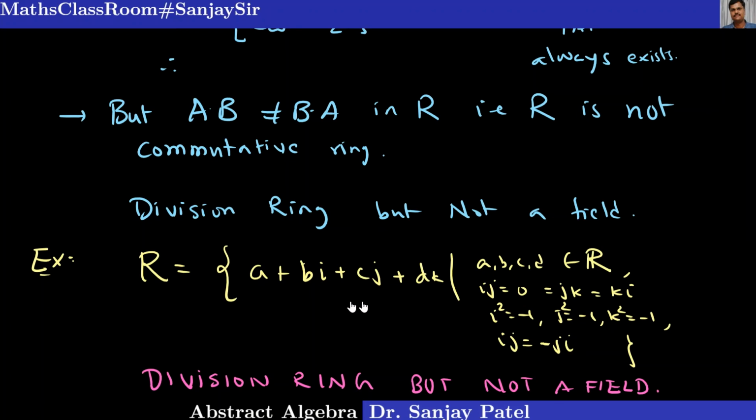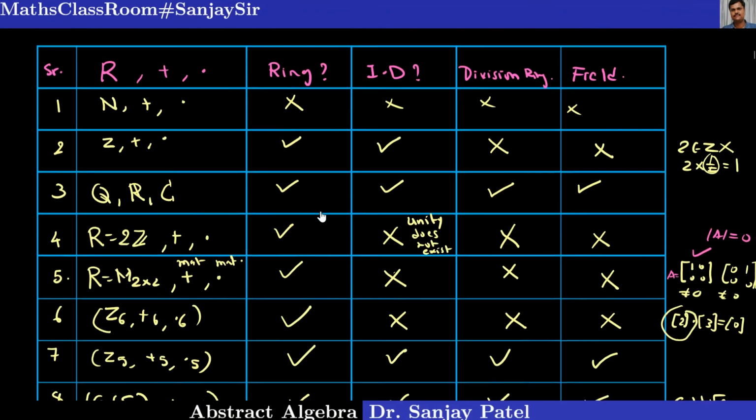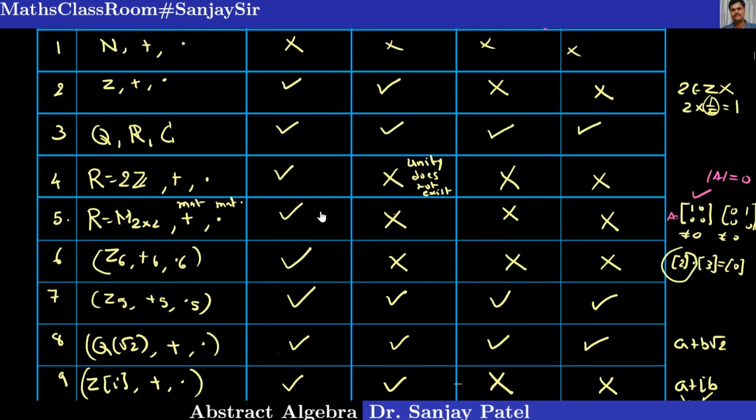We have already proved for this example of the ring of quaternions that every non-zero element has a multiplicative inverse, but it is not commutative. IJ is not equal to JI. Okay, I into J is K, but J into I is minus K. So they are not equal. So it is not a commutative ring. Okay, so we have listed all these important examples of rings that you must remember, which are useful in our further theory of rings.